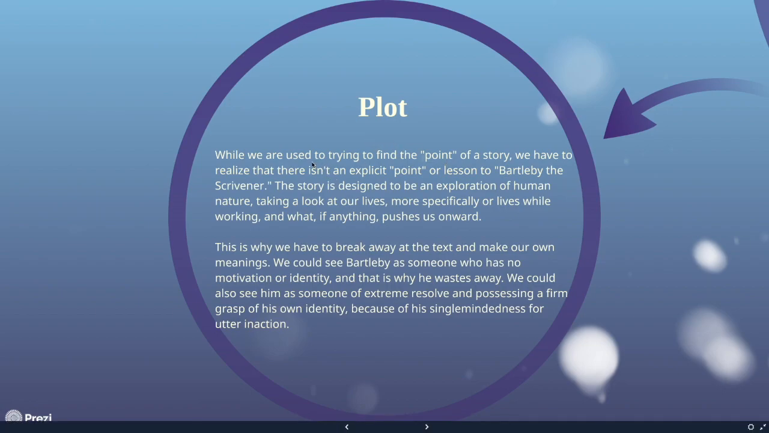Plot. While we are used to trying to find the point of a story, we have to realize that there isn't an explicit point or lesson to Bartleby the Scrivener. It's what you make up, right? The story is designed to be an exploration of human nature, taking a look at our lives, more specifically, our lives while working, and what, if anything, pushes us onward. This is why we have to break away at the text and make our own meanings. We could see Bartleby as someone who has no motivation or identity, and that is why he wastes away. We could also see him as someone of extreme resolve and possessing a firm grasp of his own identity because of his single-mindedness for utter inaction.